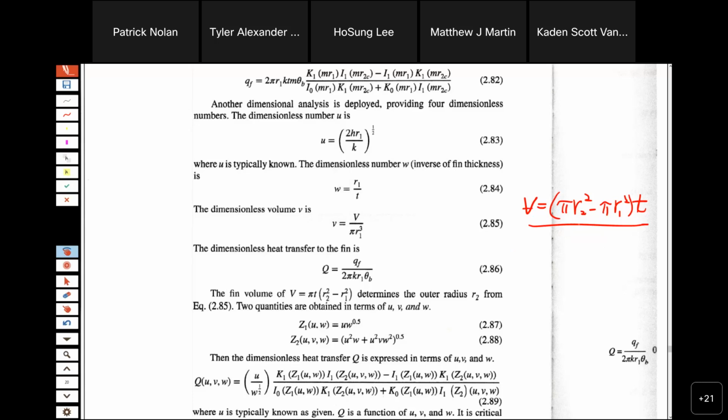Or do I need to explain? Yes. Okay. You have to figure out the volume.